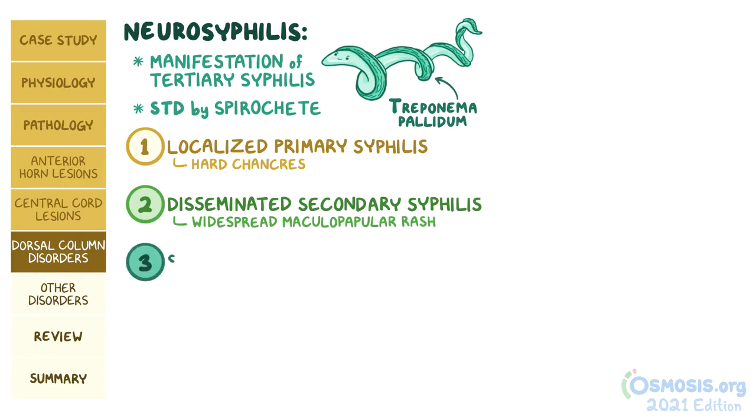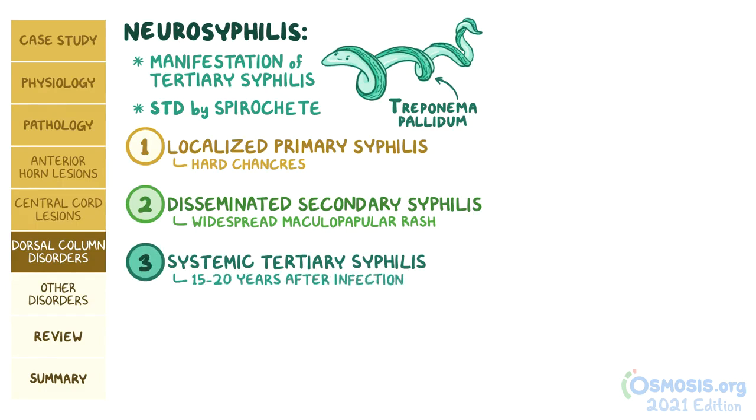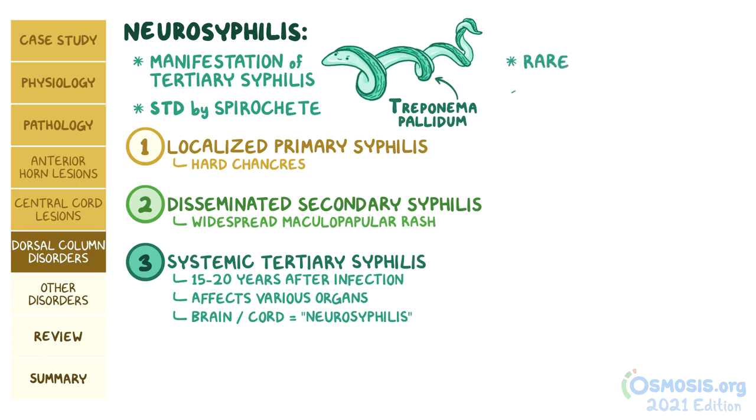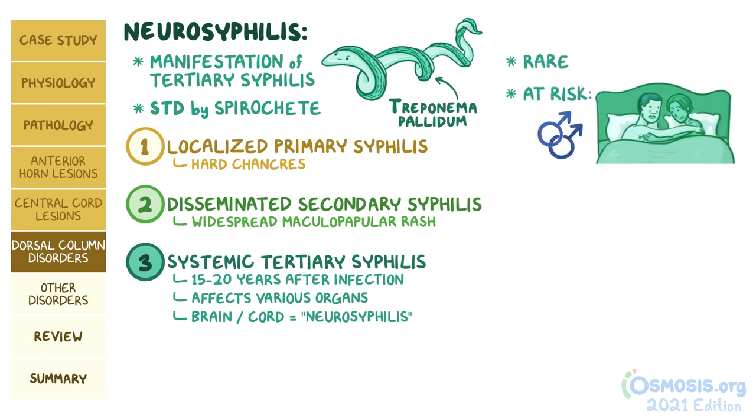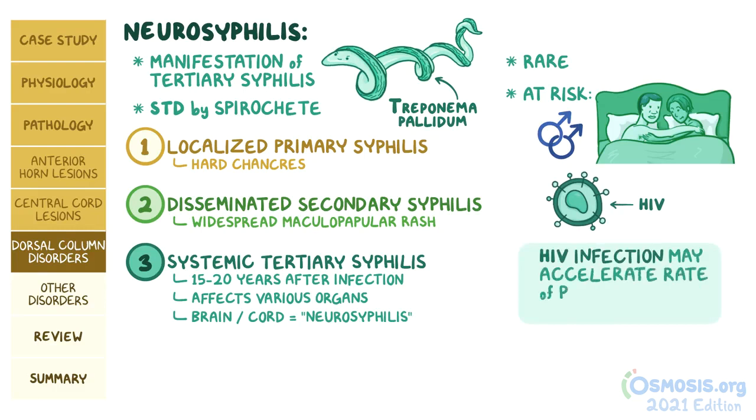And the third is systemic tertiary syphilis, which develops 15 to 20 years after the initial infection. This stage affects various organs, and when it damages the brain and spinal cord, it's called neurosyphilis. Neurosyphilis is rare, and the population at risk includes males who have sex with males and individuals with HIV. In fact, for your exam, remember that HIV infection may accelerate the rate of progression from primary syphilis to neurosyphilis.